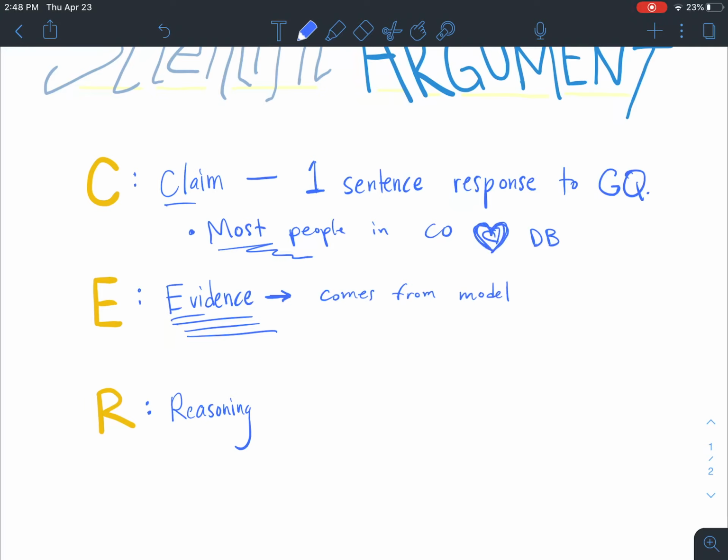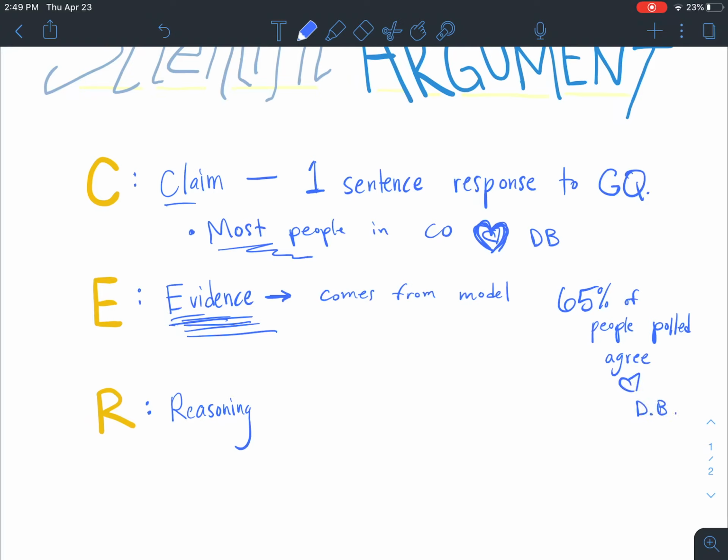So this is where if I did a survey, for example, I would want to put my statistics here, because my statistics would be a form of evidence. So let's say I did a survey and I said that 65% of people polled agreed that they love the Denver Broncos.